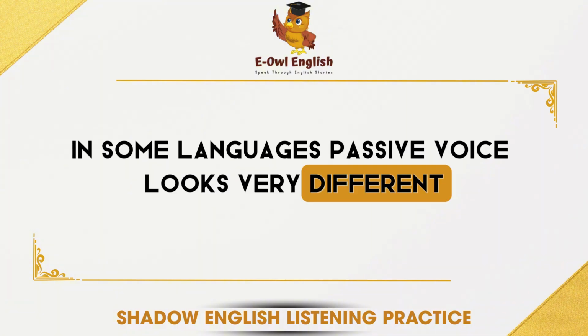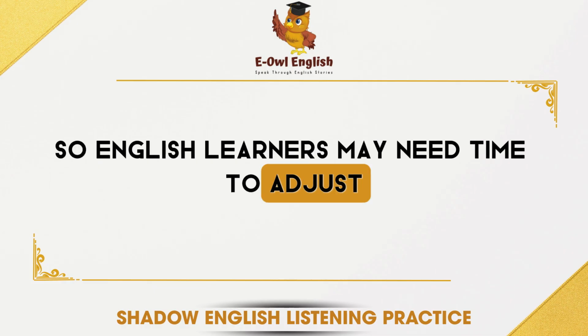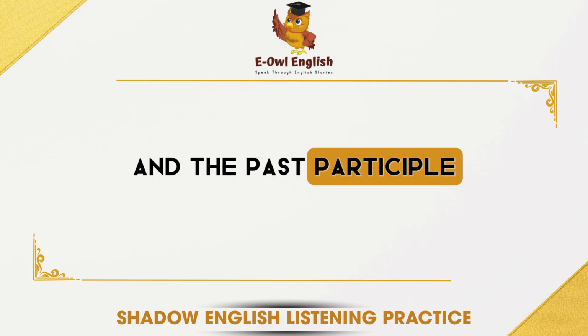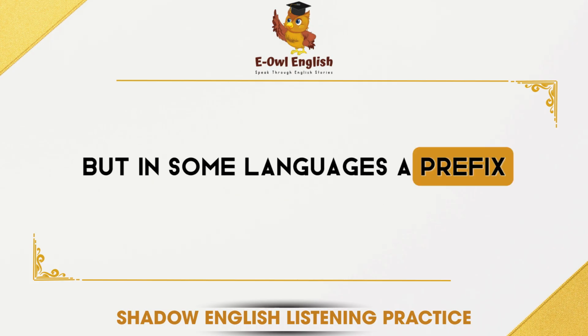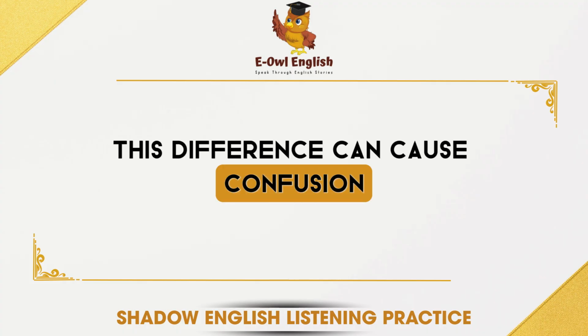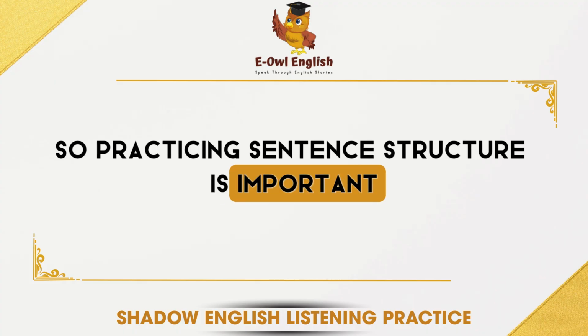In some languages, passive voice looks very different, so English learners may need time to adjust. In English, we form passive by using a form of "be" and the past participle. But in some languages, a prefix, suffix, or word change may express passive. This difference can cause confusion, so practicing sentence structure is important.